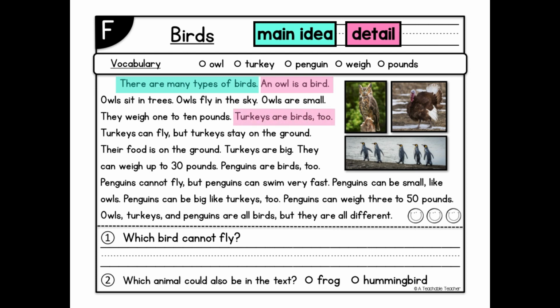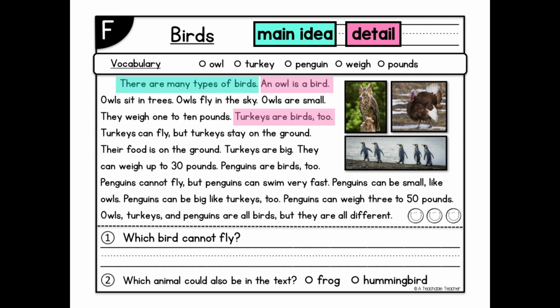So here, I just found another detail. Turkeys can fly. This is telling me more about turkeys. It's not telling me another type of bird. Turkeys can fly, but turkeys stay on the ground. Their food is on the ground. It's still talking about turkeys. Turkeys are big. They can weigh up to 30 pounds.